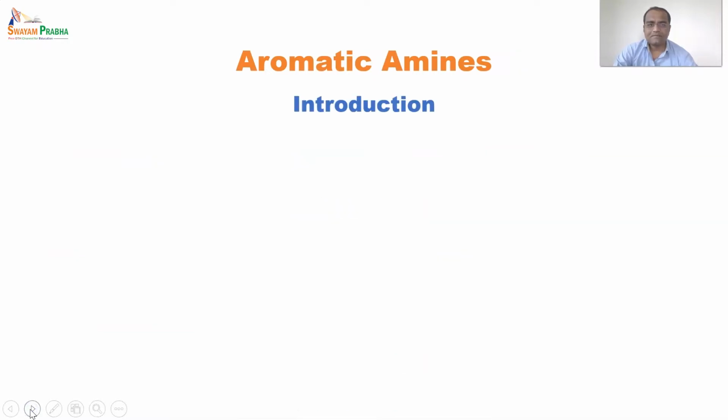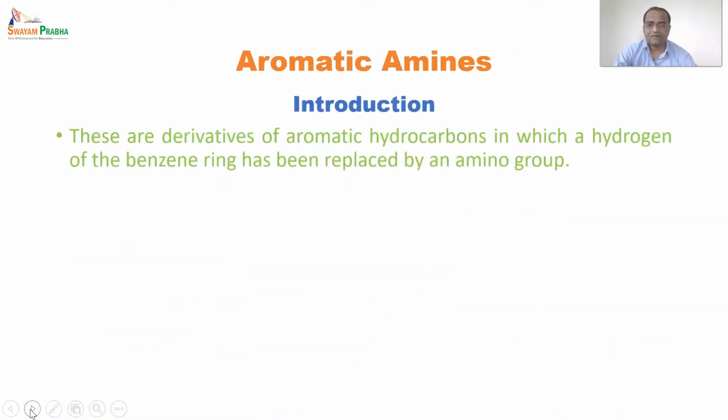Aromatic amines. So let's see the introduction part. You might know that aliphatic amines are straight chain compounds, while an aromatic amine differs from an aliphatic amine in that it contains an aromatic ring. This course contains aromatic structures in your syllabus, and in that we are now looking at aromatic amines.